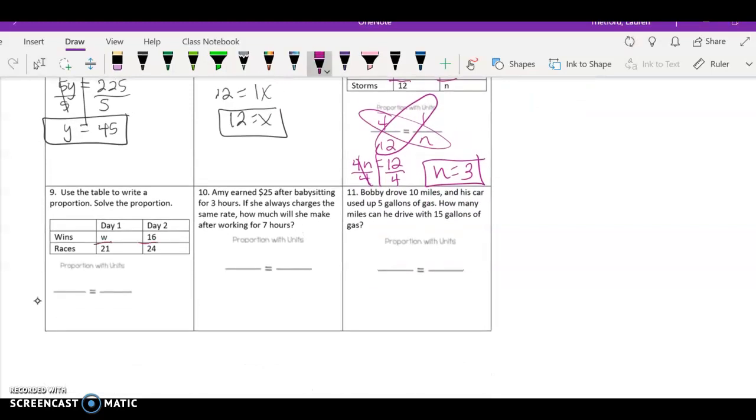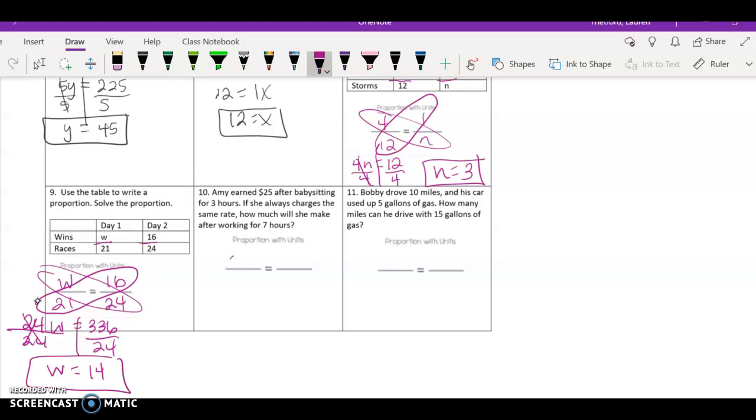Same thing, draw that line, make it seem like it's a fraction. So we have w on top, 21 on bottom, 16 on top, 24 on bottom. Cross multiply. So I have 24w equals 21 times 16 is 336. When I divide by 24, those cancel, and I get w equals 14.